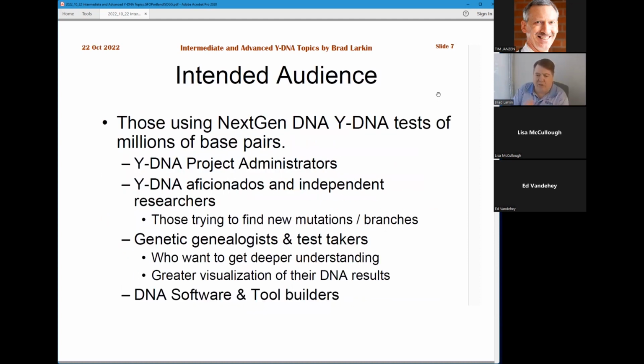The intended audience of this is usually Y-DNA project administrators, aficionados, and independent researchers, those trying to find new branches, new mutations, and also genetic genealogists and test takers who want to get a deeper understanding, and people who are building DNA software and tool builders.